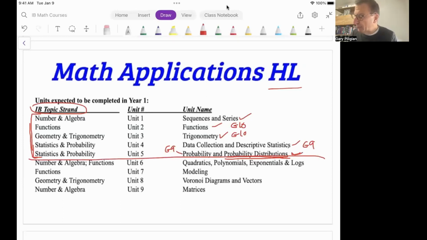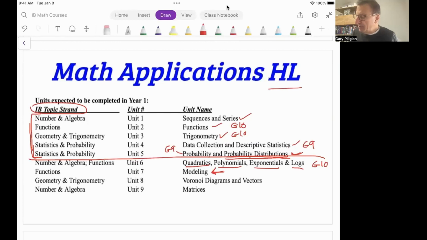Then in the second semester, we'll switch gears and we'll go through a whole bunch of function families. So quadratics, polynomials, exponentials, and logs. That feels like grade 10. And that's really to prep you for a major part of this course called modeling, where we'll be modeling different data series and what have you, using these various function families, right? And so that's an interesting part of the course.